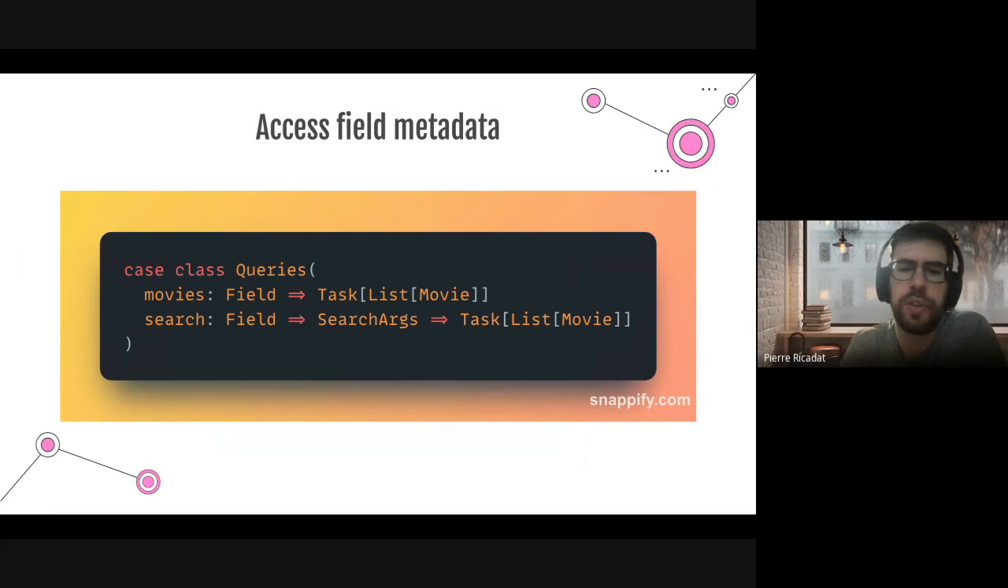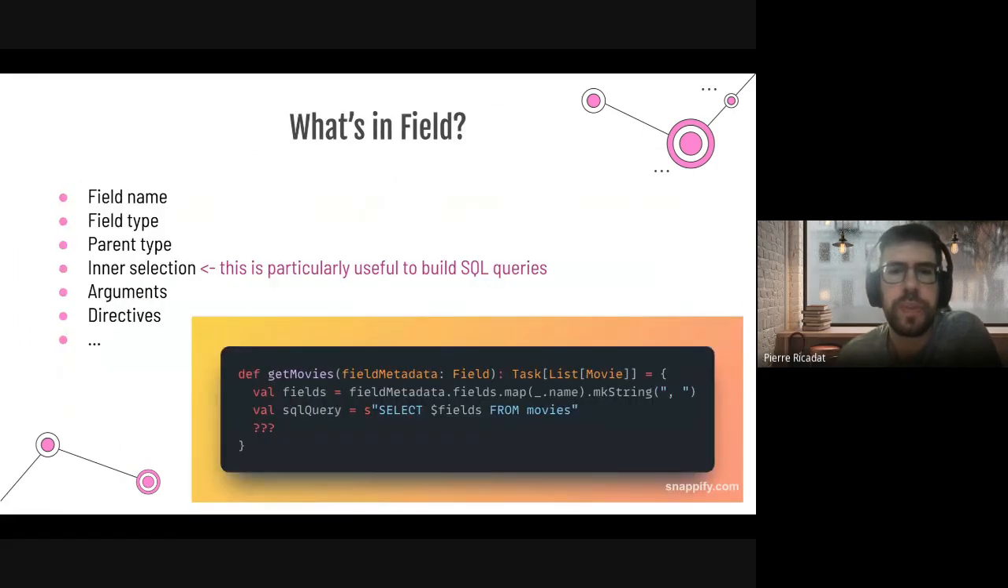You can also add field on the top, and it's going to be a function from field to search args to a task of this token. This field function will be ignored in terms of generating a GraphQL schema. It will be invisible, but it gives you this metadata that you can use in your business logic. So in field, you have the field name, the field type, parent type, arguments, directives, and so on. But the most important part usually is the inner selection. So it contains what are the subfields that were requested by the client.